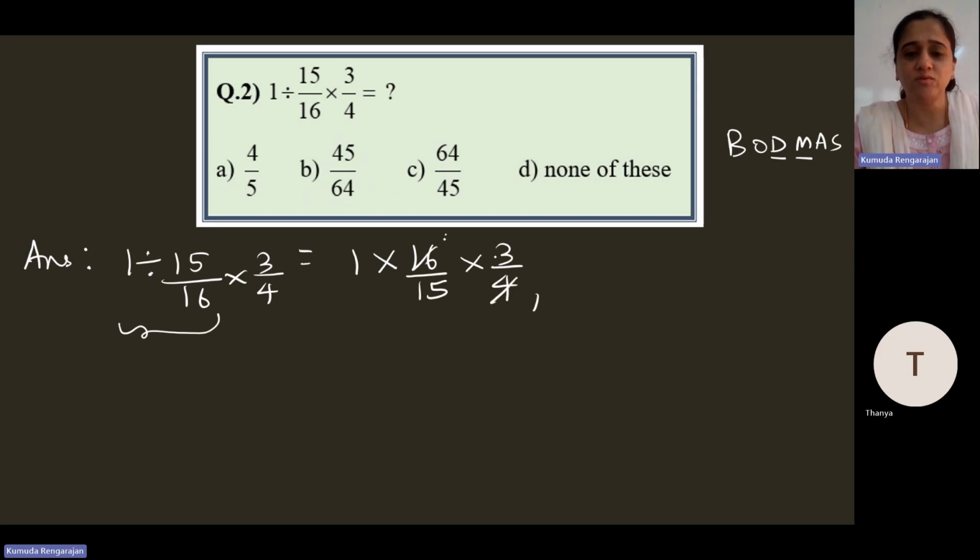4 ones are 4, 4 fours are 16. 3 ones are 3, 3 fives are 15. So what are the numbers left in the numerator? 1, 4, and 1. Multiply them: 1 into 4, 4; 4 into 1, 4. In the denominator, 5 into 1, 5. Multiply all the numbers in the numerator, and multiply the numbers in the denominator. So it is 4 by 5.